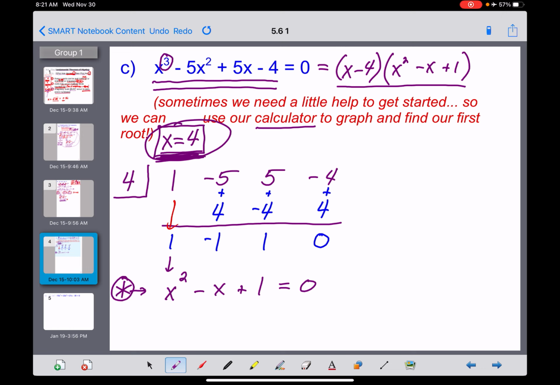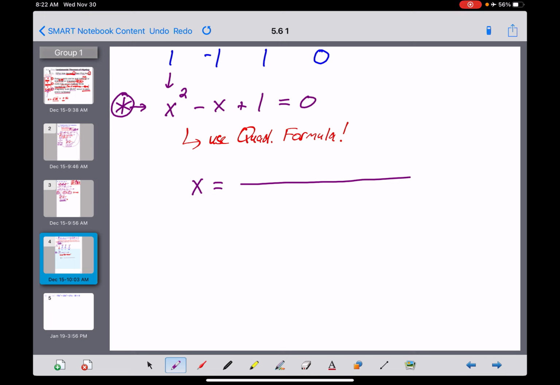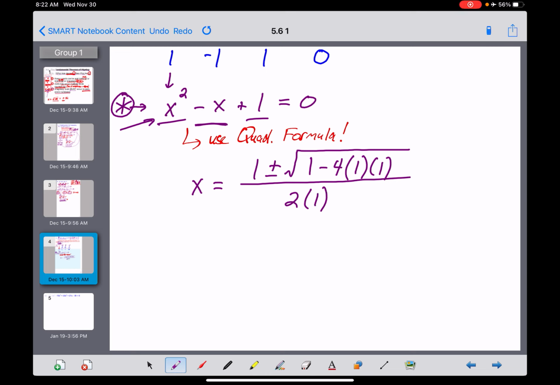X is equal to, and here we go, the opposite of b. B in this quadratic right here is -1. The opposite of that would be +1. Plus or minus the square root of, and here we go, b squared. Well, we just said that b was -1. -1 squared is +1. So there's b squared minus 4 times an a value of 1 and a c value of 1 as well, all over 2 times an a value of 1.